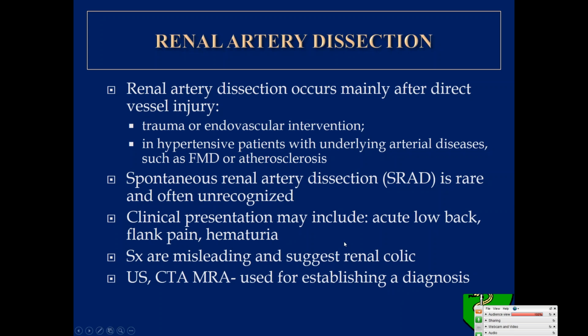Everybody knows about dissection into the renal arteries. So again, renal artery dissection occurs mainly after direct vessel injury, either trauma, or may be seen in the setting of hypertension in patients with FMD or atherosclerosis. Spontaneous renal artery dissection is very rare and can be often unrecognized. Clinically, this patient may present with acute low back pain, flank pain, or hematuria. The symptoms usually are misleading, and the diagnosis can be found only with imaging, such as either ultrasound, CT, or MRI.